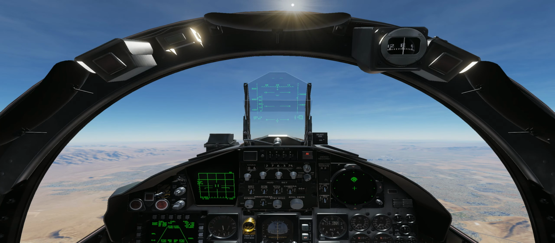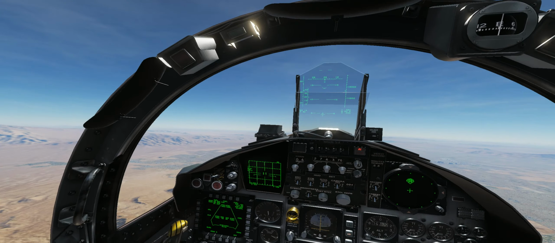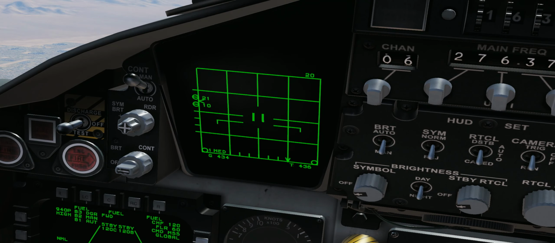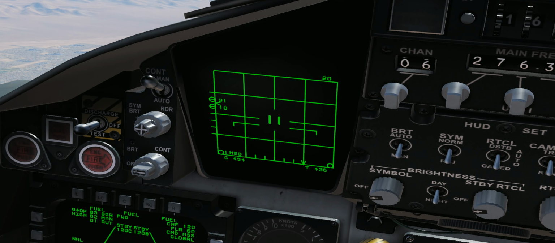Okay, now that our radar is on, you can see down here in the radar system, which is right there, several different things that it's given us. Up at the top right hand corner, it says 20. That means it's searching out to 20 nautical miles.